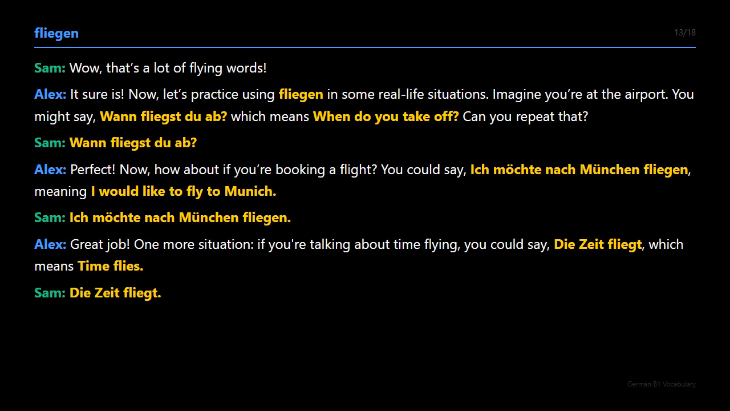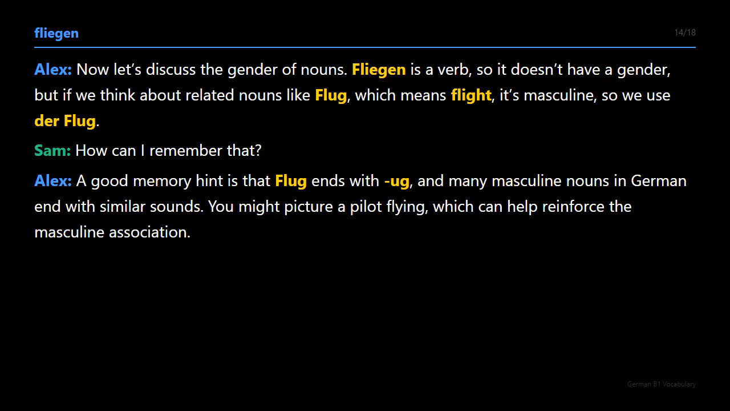Now let's discuss the gender of nouns. Fliegen is a verb, so it doesn't have a gender, but if we think about related nouns like Flug, which means flight, it's masculine, so we use der Flug. How can I remember that?